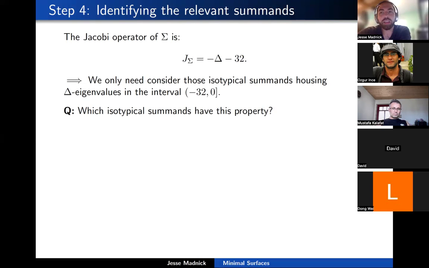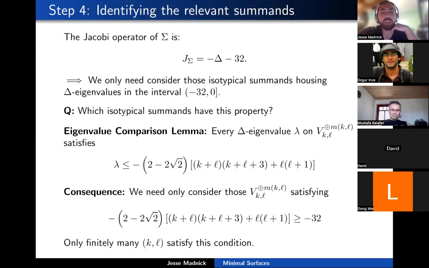If you go back to the eigenvalue comparison lemma and plug in all the data, you need to have a reference metric H, and for that we'll use the normal metric. There's a normal homogeneous metric on SO5 mod T2. That'll be our reference metric H. And that's a much nicer metric. Then you can fill in the right-hand side of this eigenvalue comparison lemma, and here's what you get. You learn that every Laplace eigenvalue on this isotypical summand is at most this number.